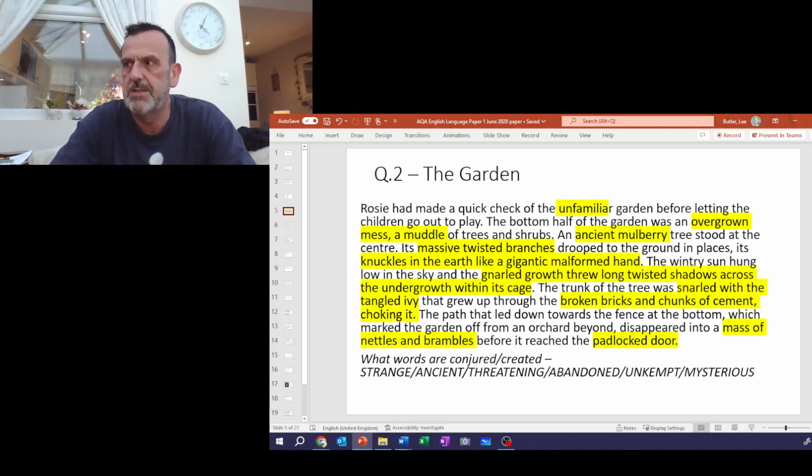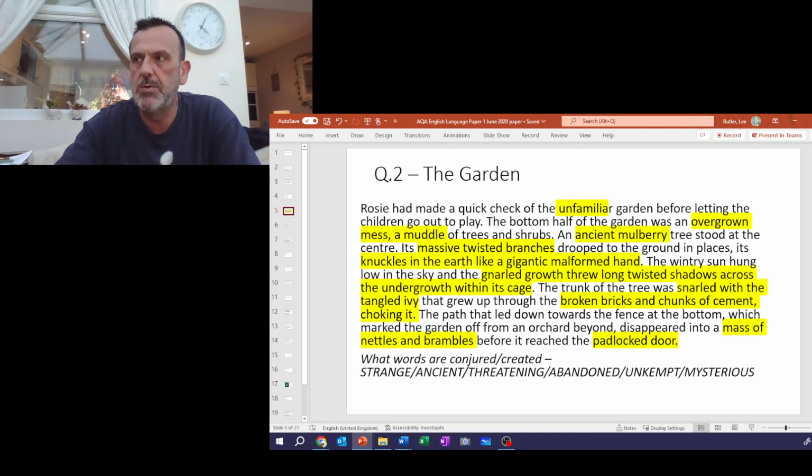Ancient, massive, gigantic, you could describe in the same point and explain that gives the tree a sense of permanence, a sense that it should be there. It was there before the garden. It should still be there after.